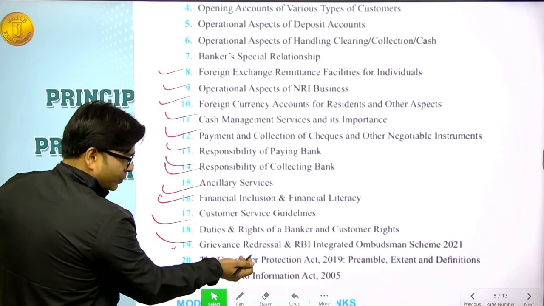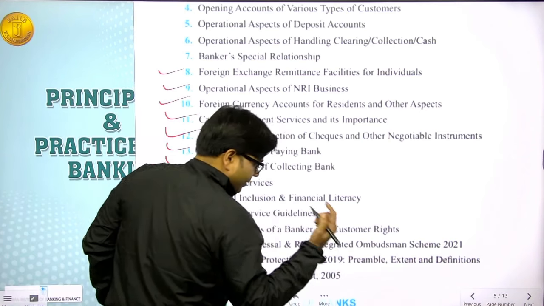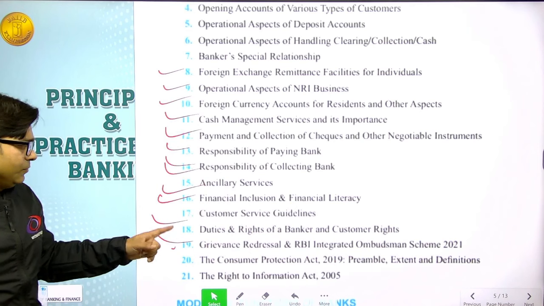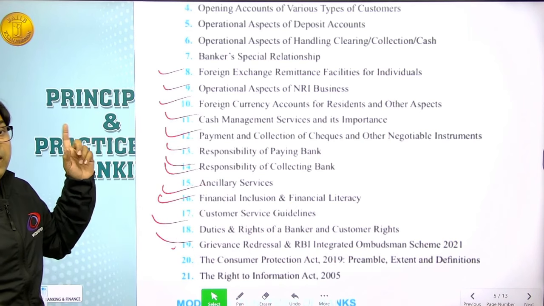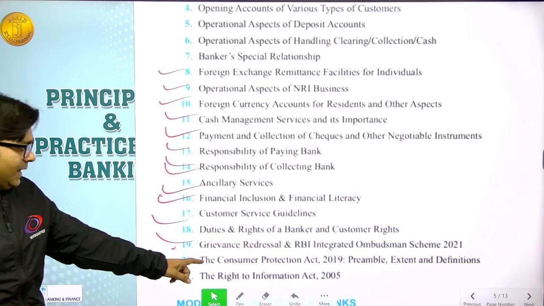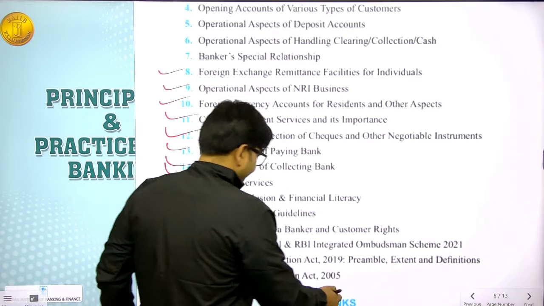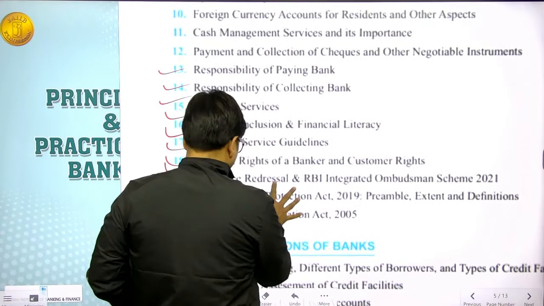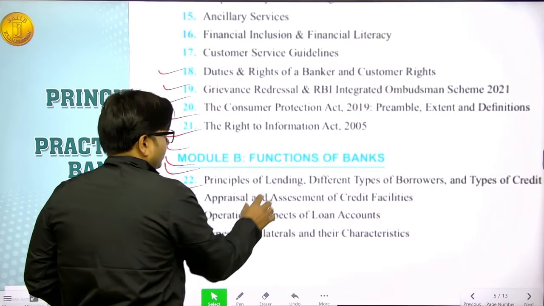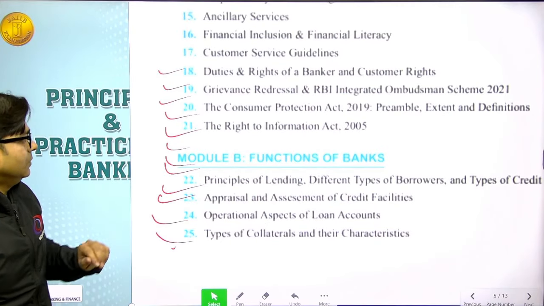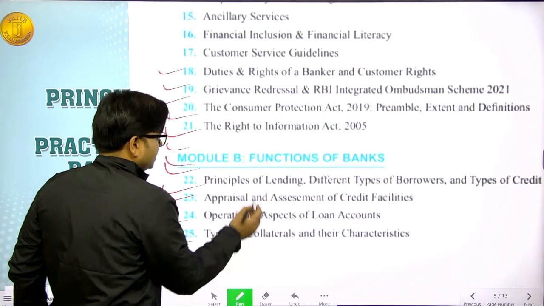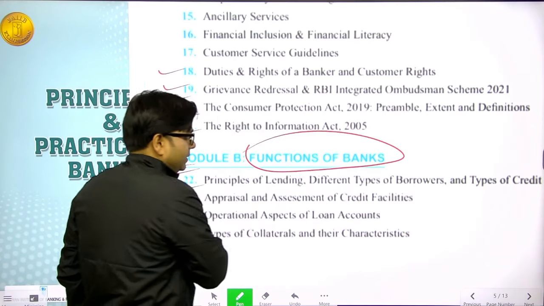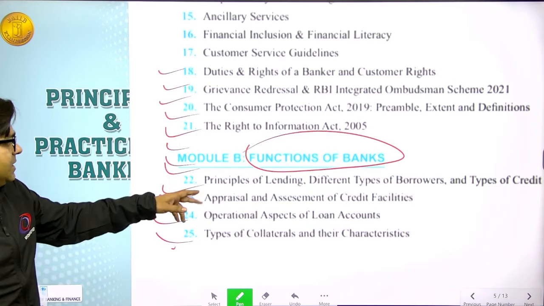The Consumer Protection Act was one of the topics from LRB. The Right to Information Act, if you remember, was the last topic of module D from LRB. Next, module B. See, module B, functions of bank, was already there in the previous book.